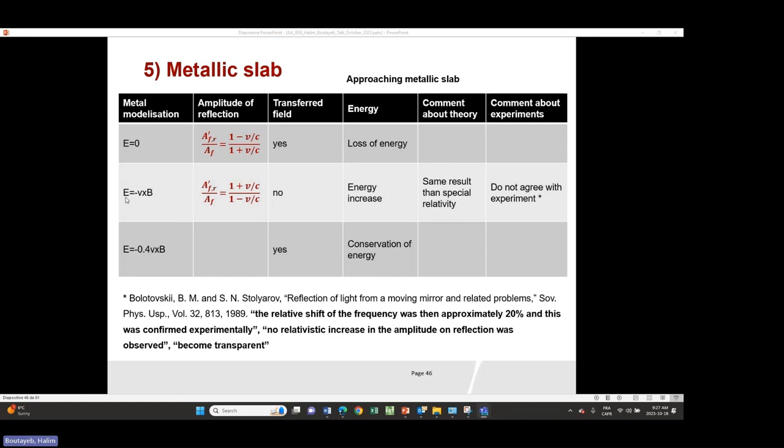Now, if we use E equals minus V cross B, the amplitude here is the inverse of this. The amplitude is increasing with V over C, with the same formula as the frequency.